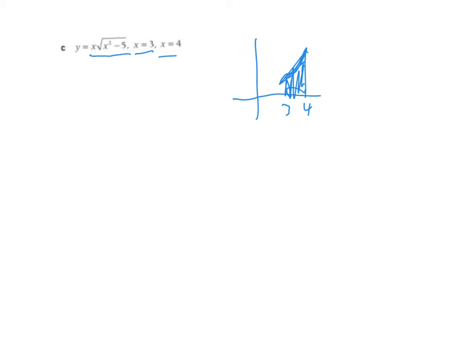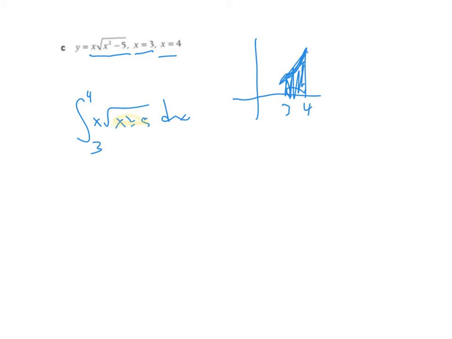In order to do it, I know that I'm going to find the area, which is the integral of x times the square root of x squared minus 5 dx from 3 to 4. But finding this particular antiderivative is quite challenging. I have to apply my u substitution.